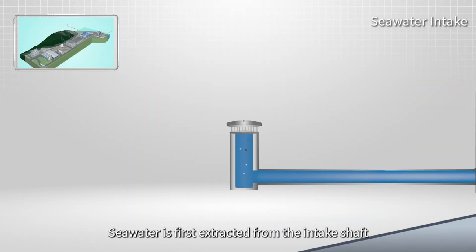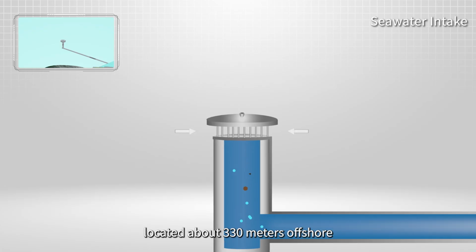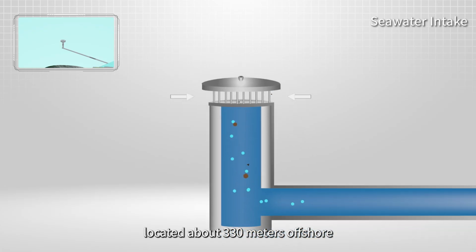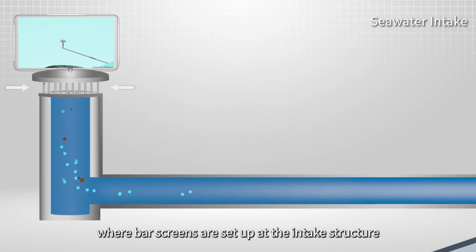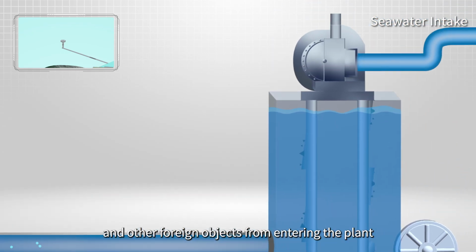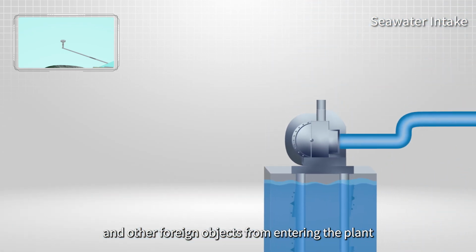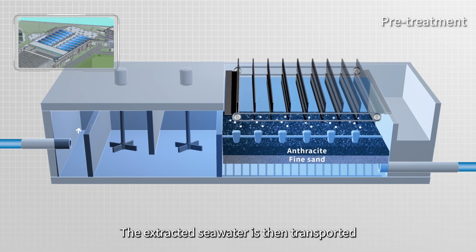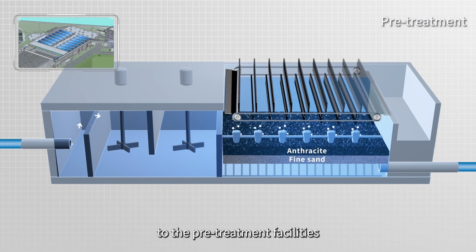Seawater is first extracted from the intake shaft located about 330 metres offshore, where bar screens are set up at the intake structure to prevent larger marine organisms and other foreign objects from entering the plant. The extracted seawater is then transported to the pre-treatment facilities.